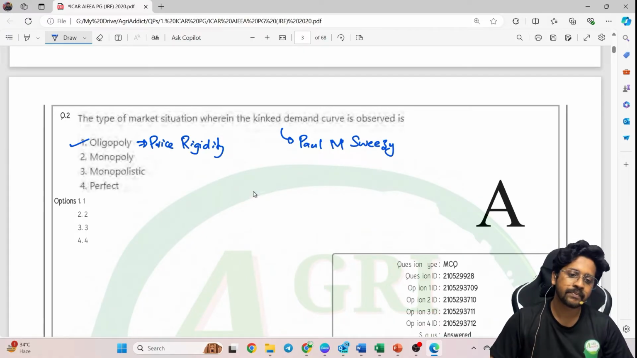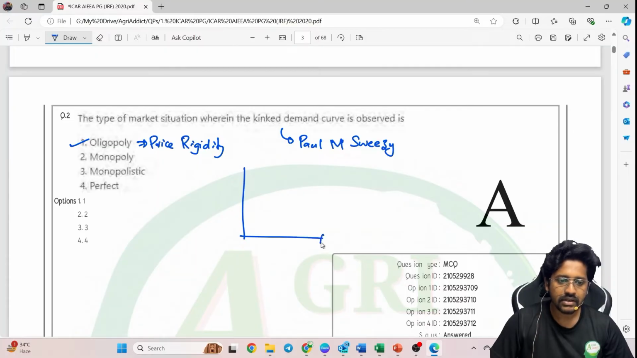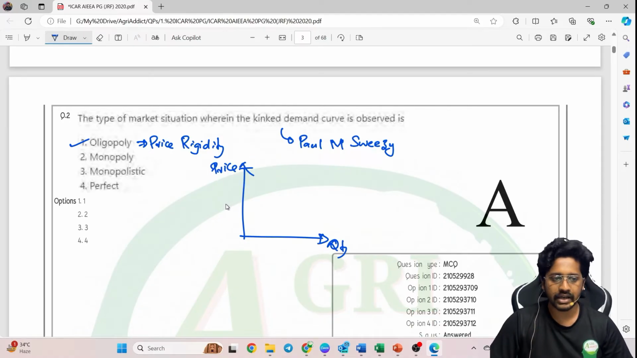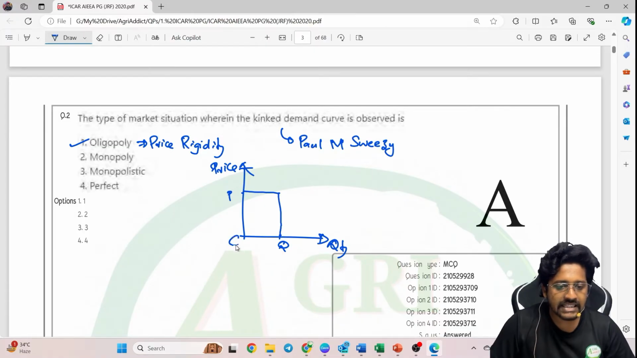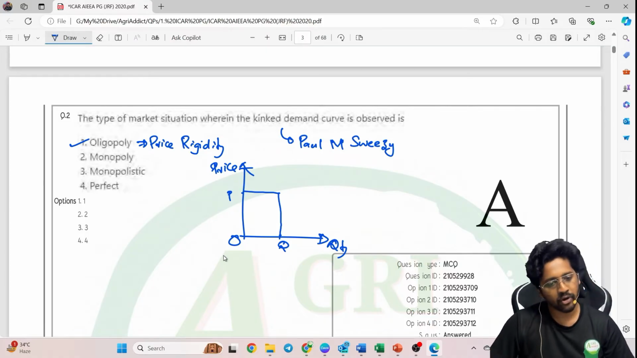Why is it happening? Actually, let this be the quantity demanded in the x-axis and this be the price. So assume a firm which is in an oligopoly market. So the accepted price of the firms in the market be P, so that Q quantity will be produced. So what happens here is OP is the accepted price by the firms in the oligopoly market.